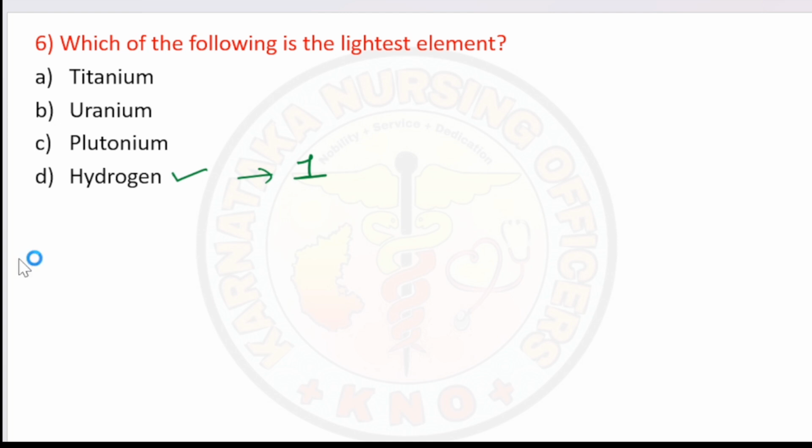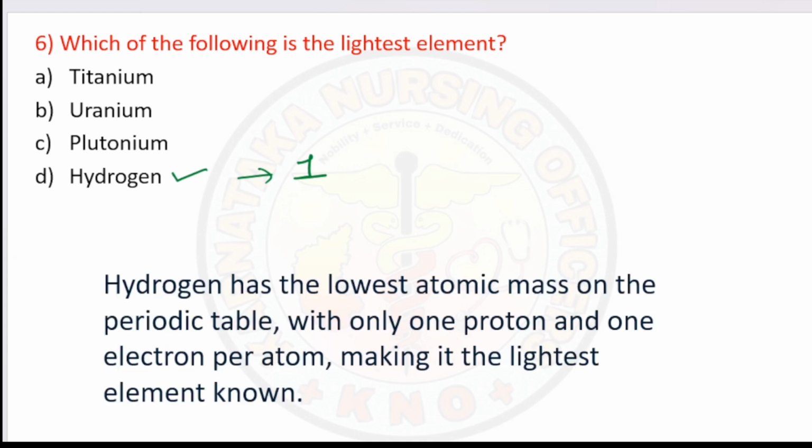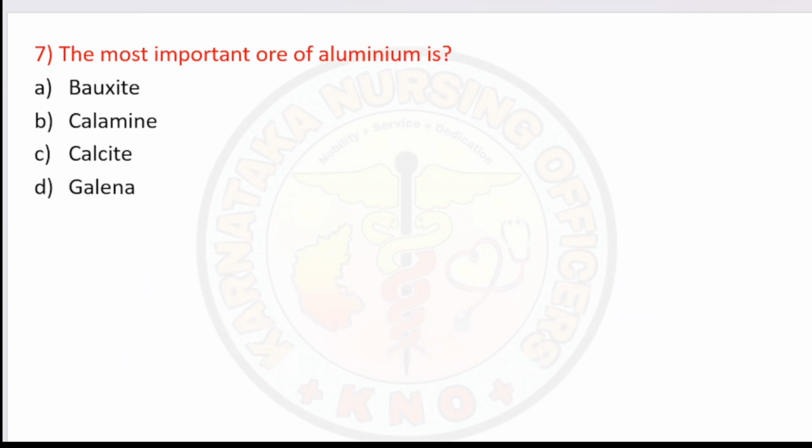So the option D, hydrogen, is the correct answer. So hydrogen has the lowest atomic mass on the periodic table, with only one proton and one electron per atom. Correct? So making it the lightest element in the periodic table. So option D, hydrogen, is called the lightest element. Okay. So now let's move on to the next question.